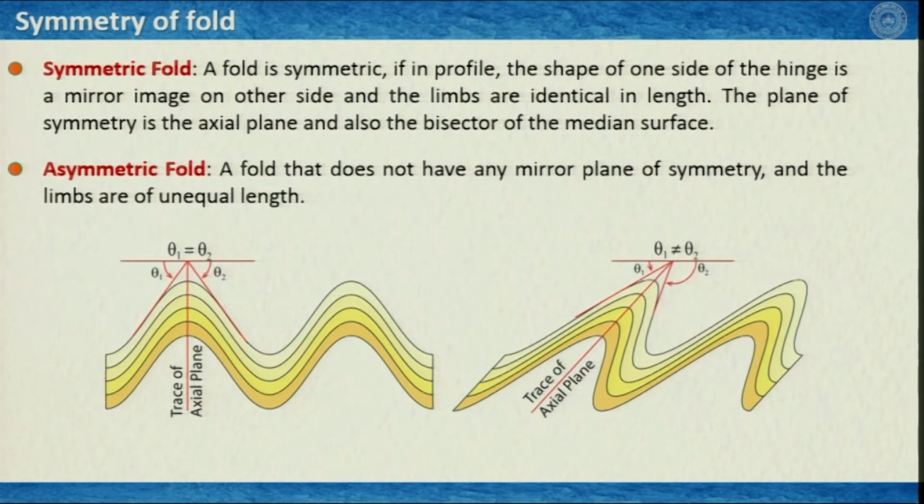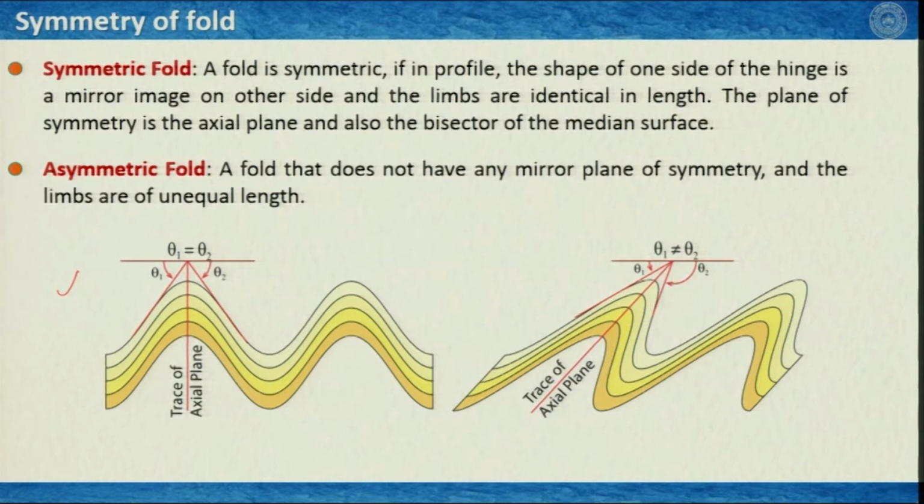An asymmetric fold is where all these conditions do not hold, or in other words, a fold that does not have any mirror plane of symmetry and the limbs are of unequal length. Let us concentrate on these two illustrations in this slide. The first one is an illustration of a symmetric fold.